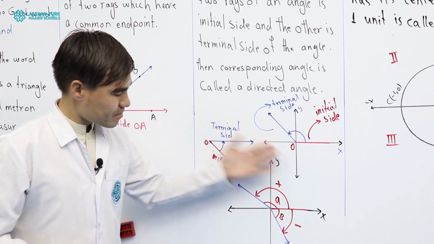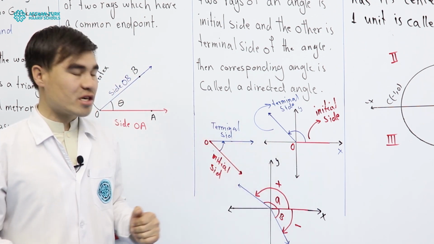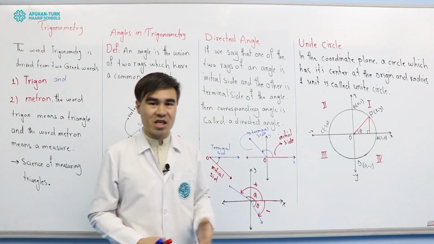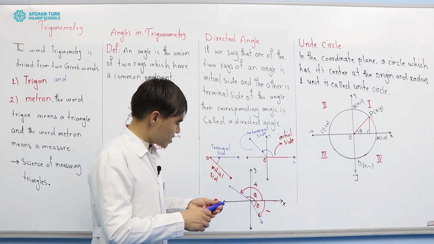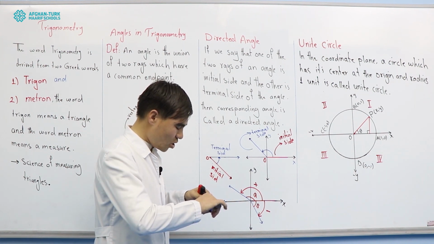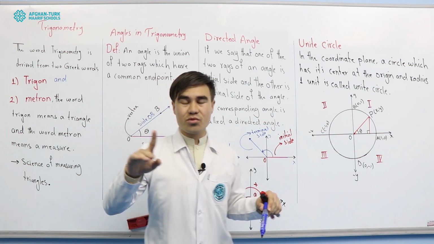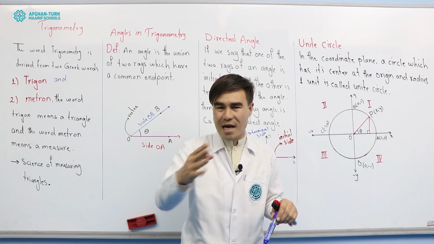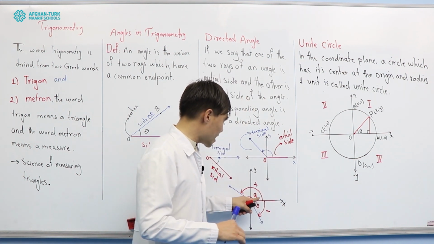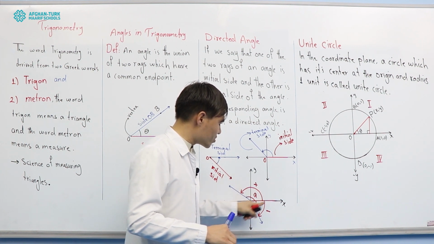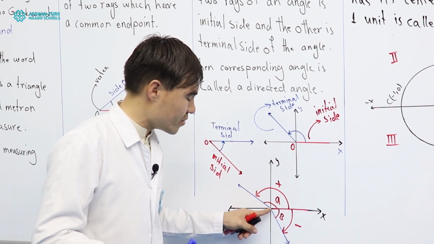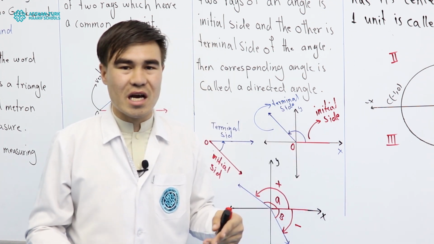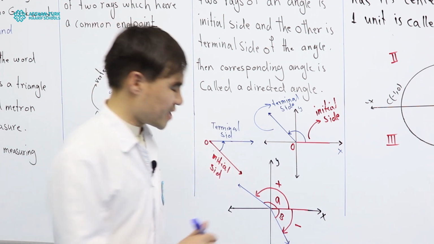How can we determine whether the angle has the positive sign or the negative sign? If the terminal side rotates clockwise, at that time the angle has the negative sign. If the angle turns around the point anticlockwise or counterclockwise, at that time the angle will have what? Positive signs, like this one.